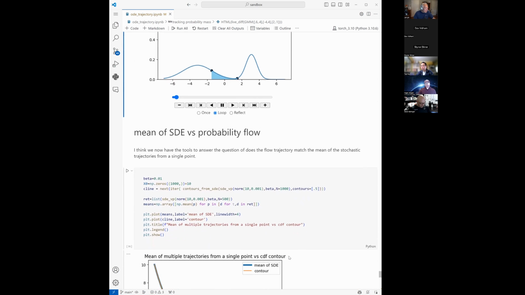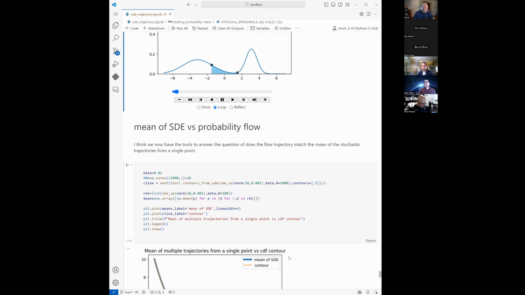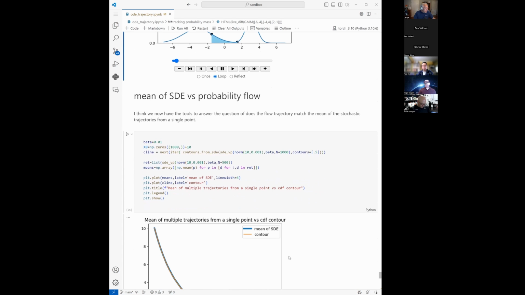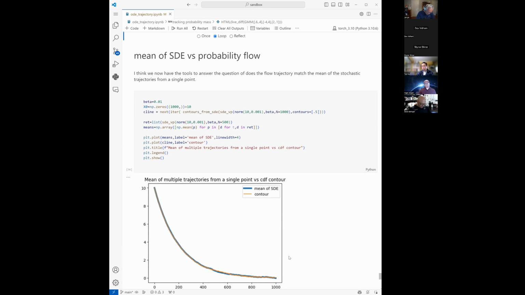And then the last one, I didn't see her here today, I think it was Vita, asked the question when we had that discussion: does a contour line equal the mean of the SDE trajectories from that point? And so to answer that question, I just coded that up.